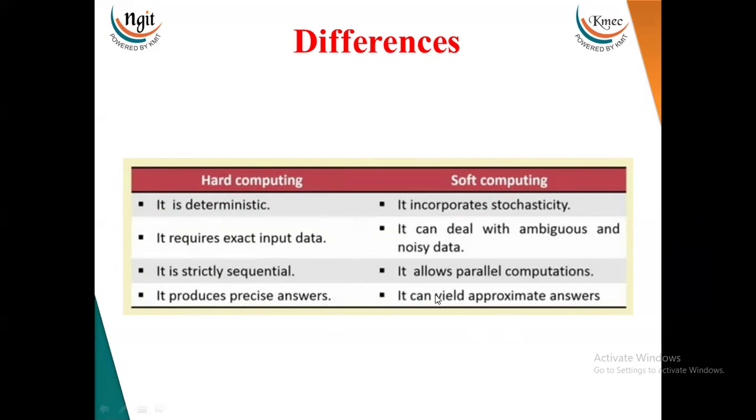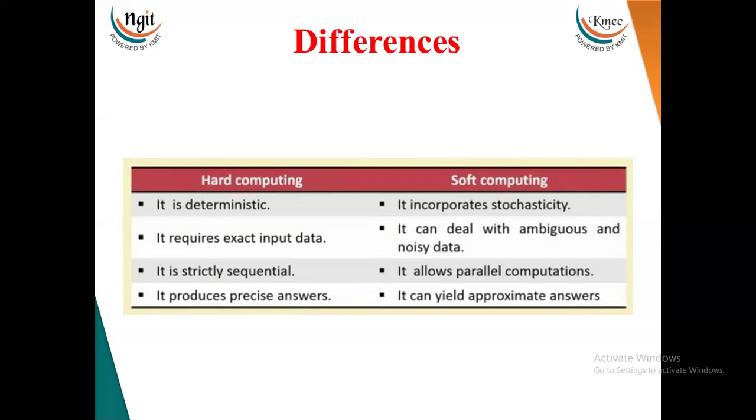So when comparing all the differences between hard computing and soft computing, you have to remember the keywords: precision, uncertainty, accuracy, ambiguity, deterministic, non-deterministic, linear, non-linear, sequential and non-sequential. Soft computing will support parallel computation. Hard computing will provide accurate answers, whereas soft computing will not provide accurate answers. It will provide approximate answers.